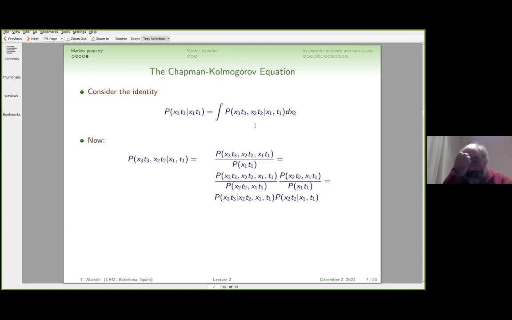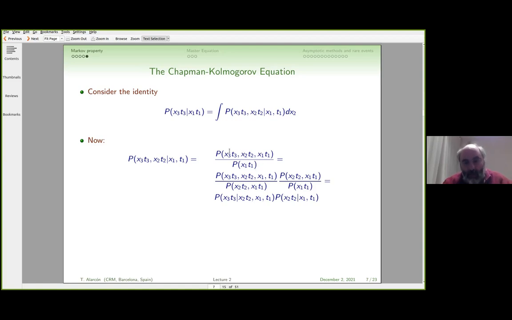Now this quantity here can be expressed in this way. This is essentially the definition of the conditional probability. We are looking at the probability of x3 and x2 conditioned to x1. According to the definition of conditional probability, this is equal to the joint probability of x3, x2, and x1 divided by the probability of x1.